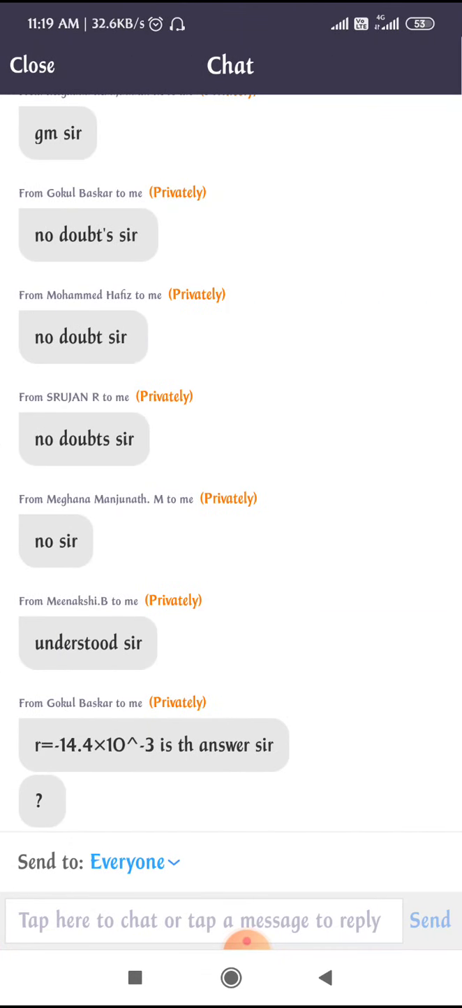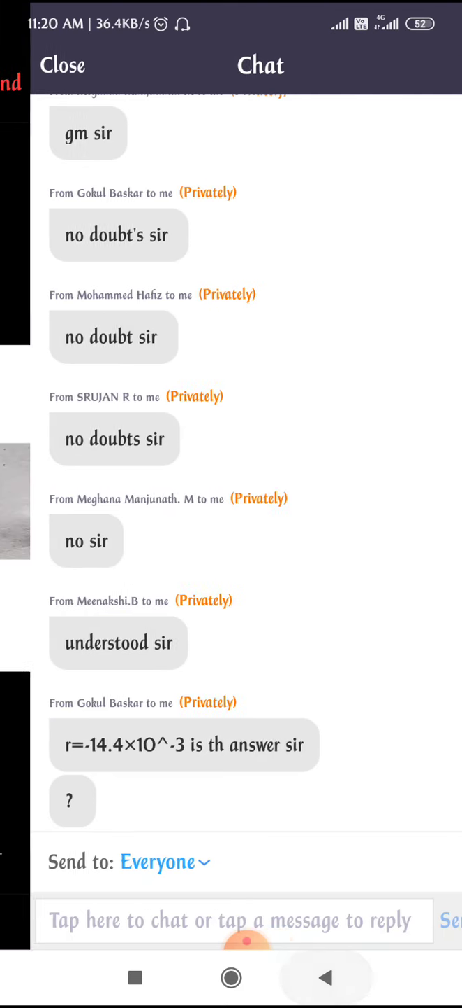Okay. Gokul has said minus 14.4 into 10 to the power of minus 3. Gokul, the answer what you said is correct, but I think the negative sign you won't get. Okay, just check out why you don't get that negative sign there. But you have got it, but it shouldn't be there. The answer is expressed in terms of positive. Just check out why that answer is expressed in positive.